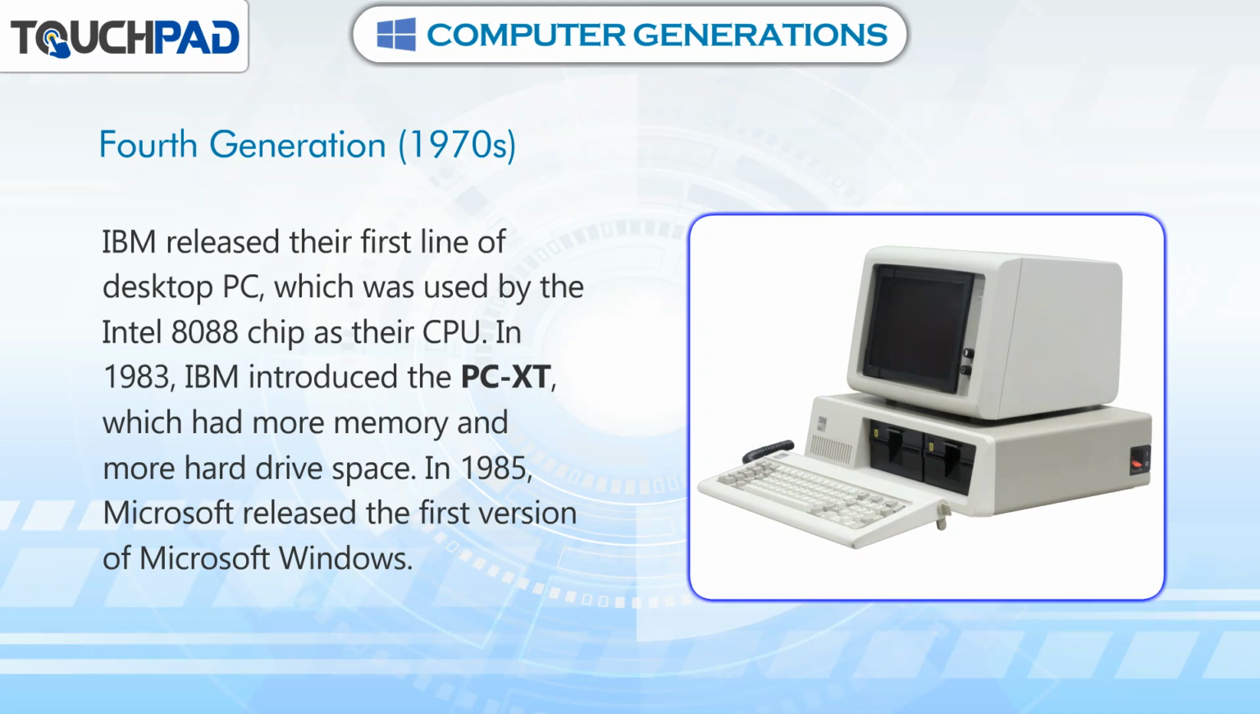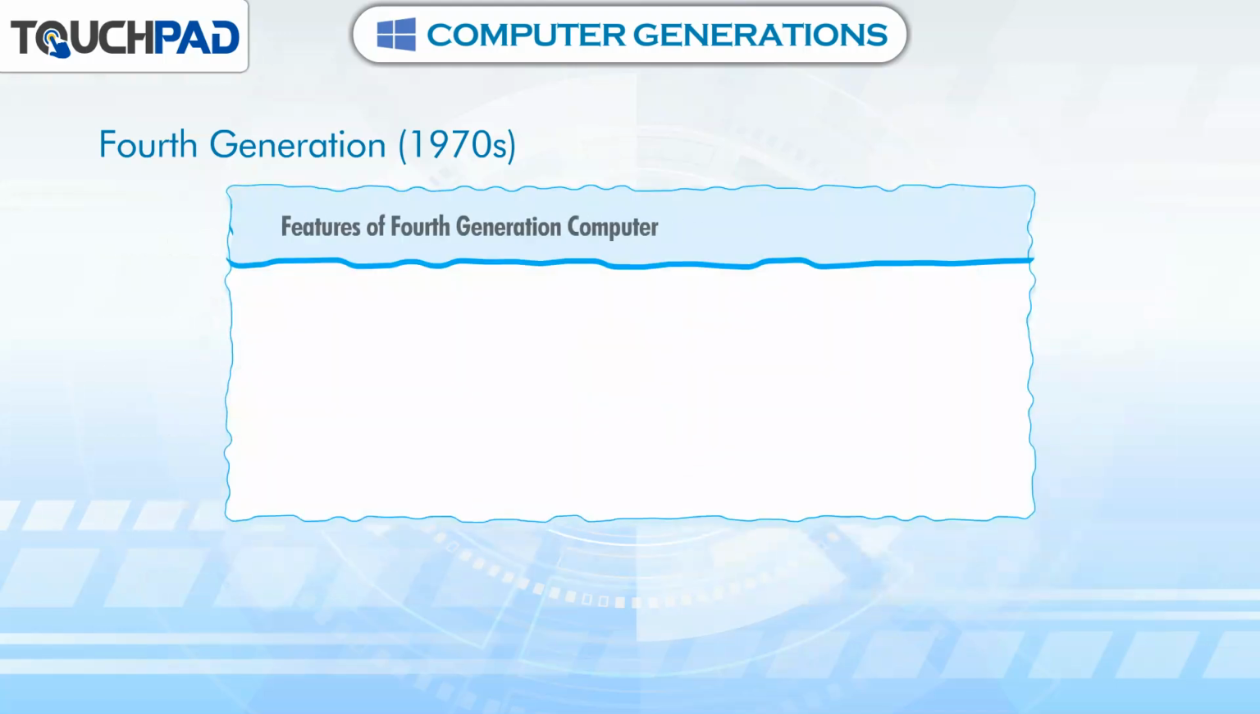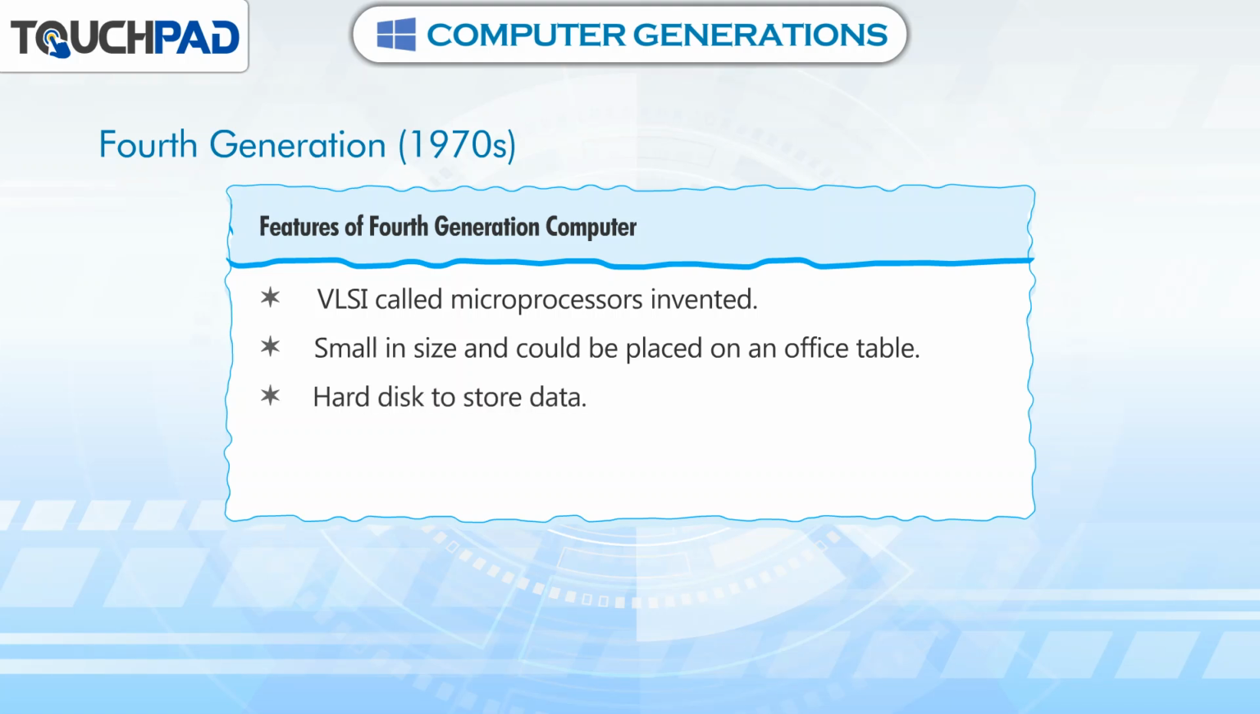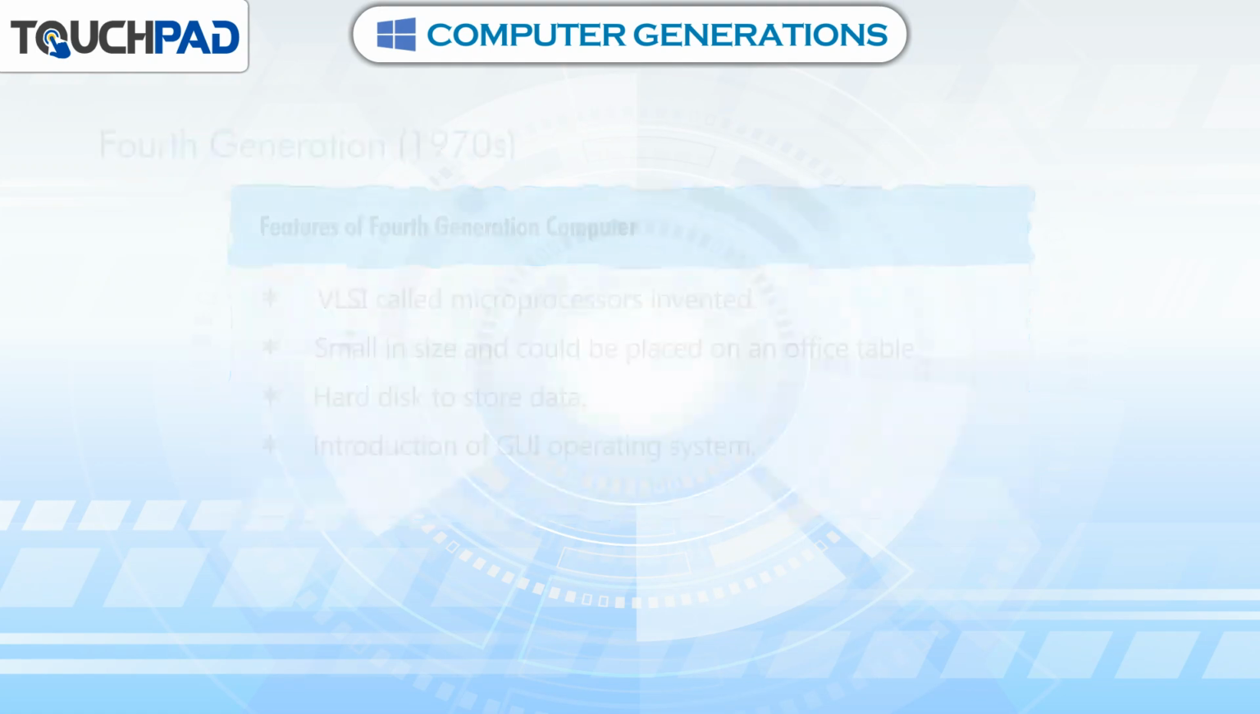In 1985, Microsoft released the first version of Microsoft Windows. Features of fourth generation computer. VLSI, called microprocessors, invented. Small in size and could be placed on an office table. Hard disk to store data. Introduction of GUI operating system.